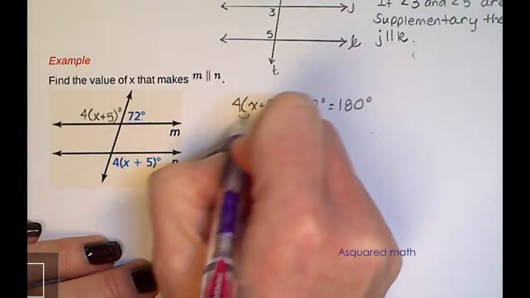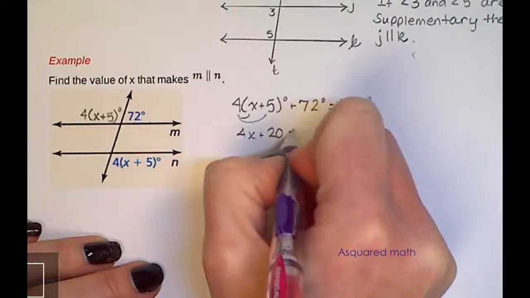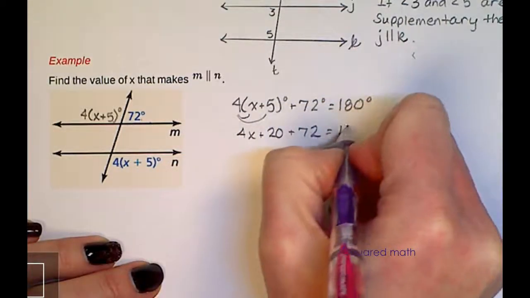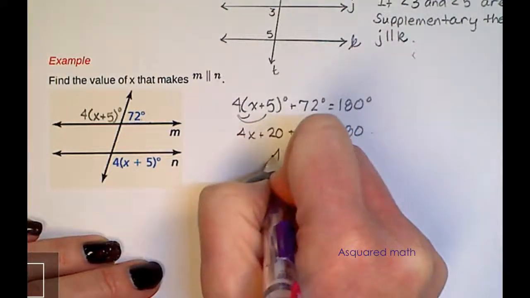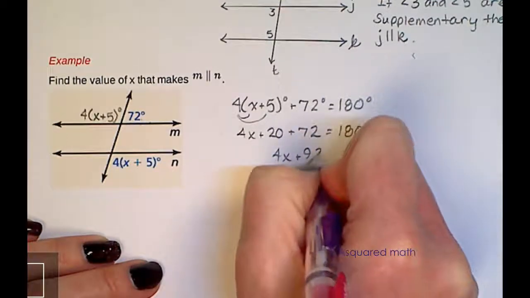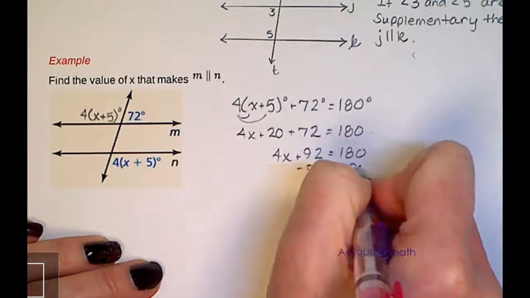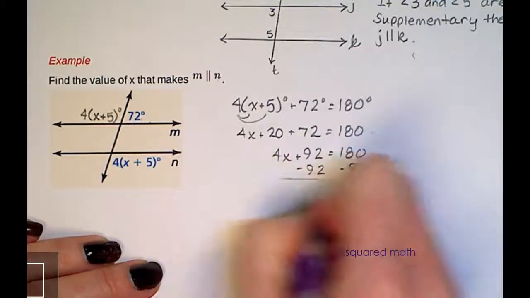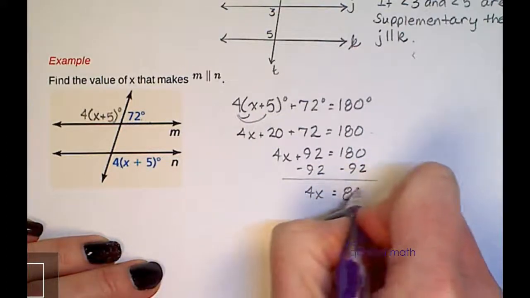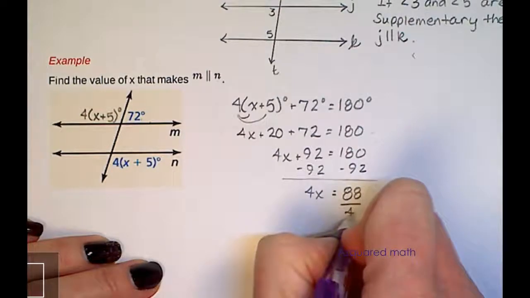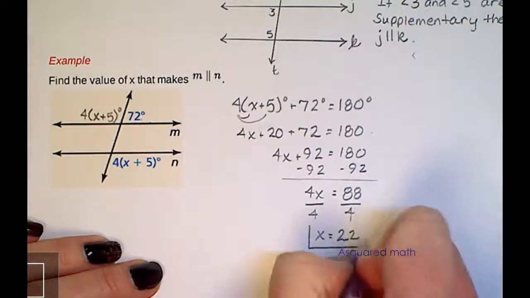So let's distribute this 4 through the parentheses. We end up with 4x plus 20 plus 72 equals 180. Combine our like terms. We will have 4x plus 92 equals 180. Subtract the 92 from both sides, and we end up with 4x equals 88. Divide everything by 4, and we finally get x equals 22.